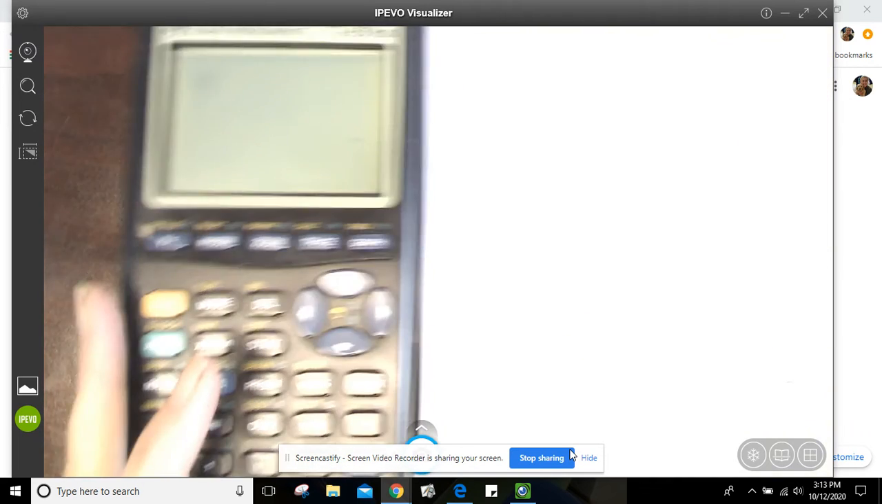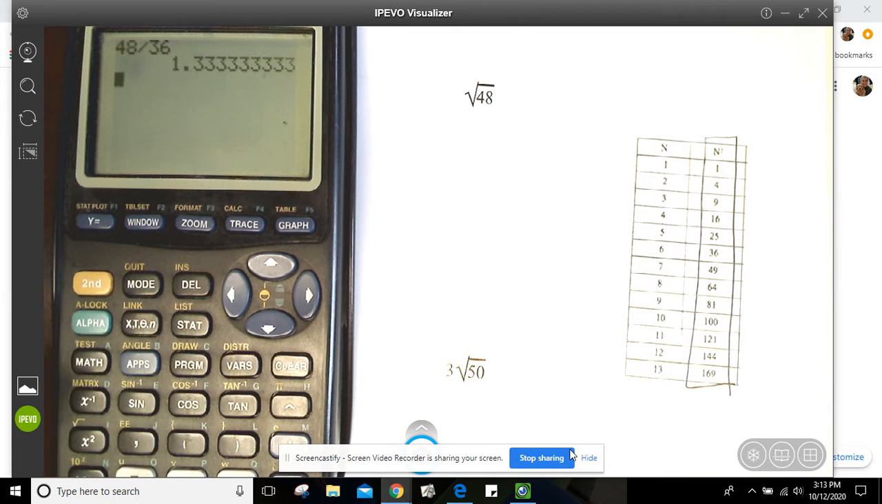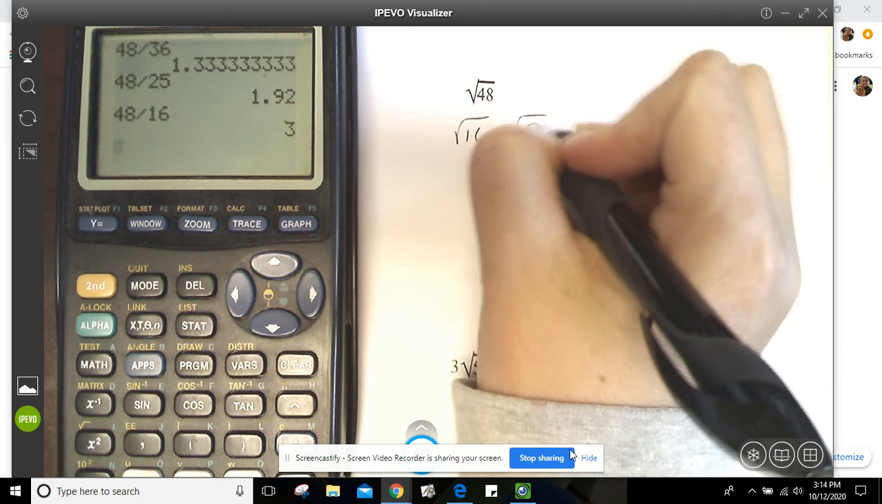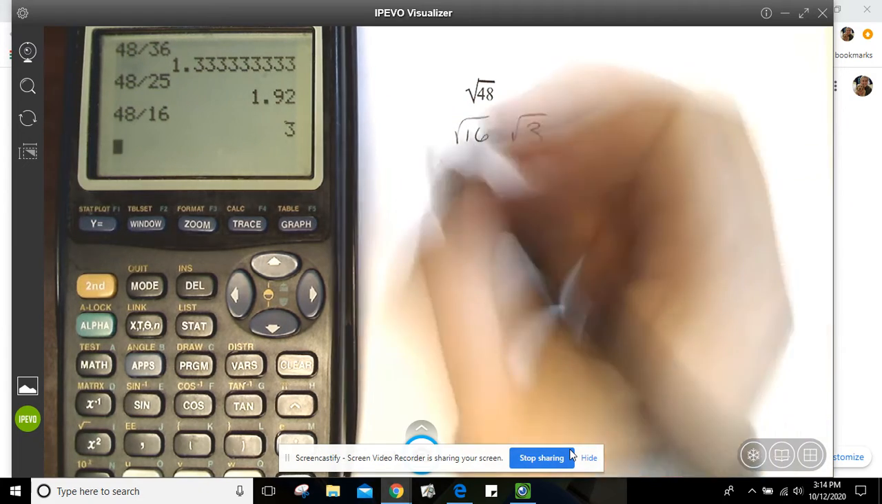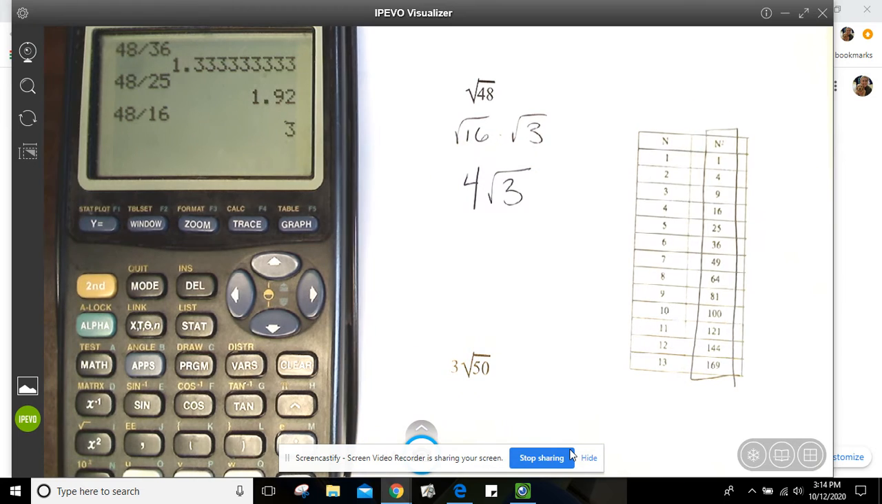So for 48 here, I'm going to start high. So I'm going to start at like 36, which usually doesn't work, but 36, 25, 16. Oh, so it's 16 again. But this one is 16 times 3. And then the square root of 16 is 4. And then the square root of 3 is a decimal, so we have to leave it as the square root of 3.